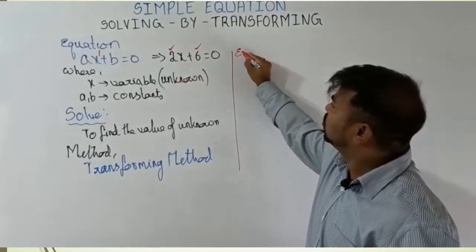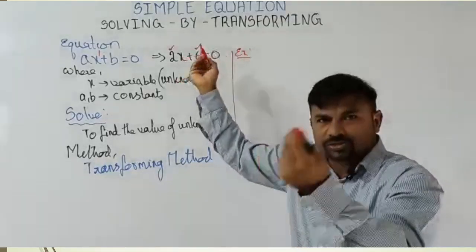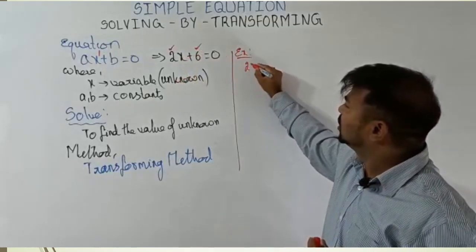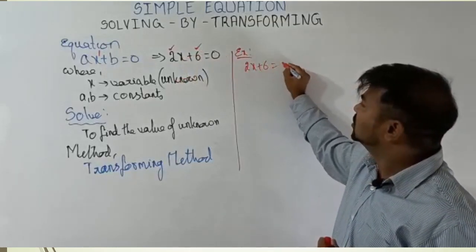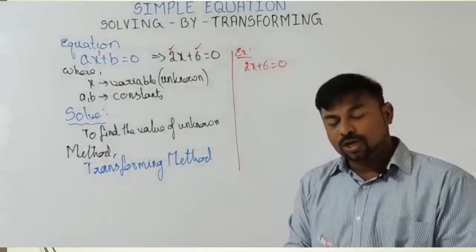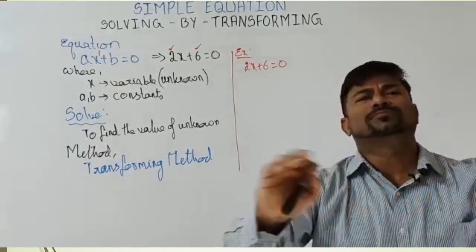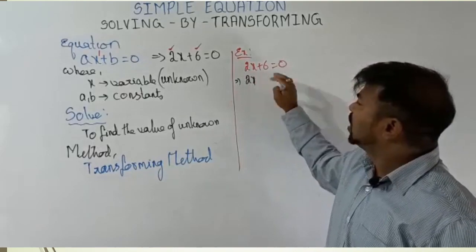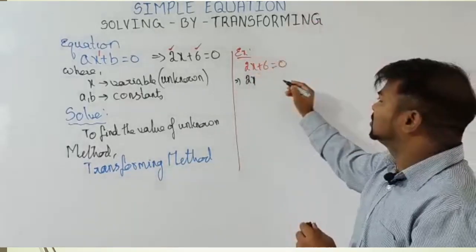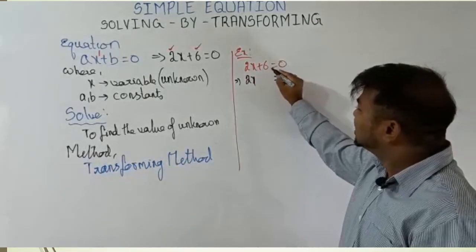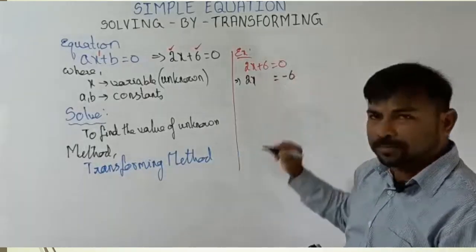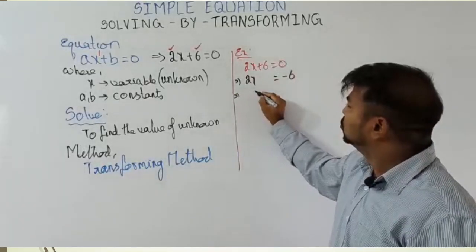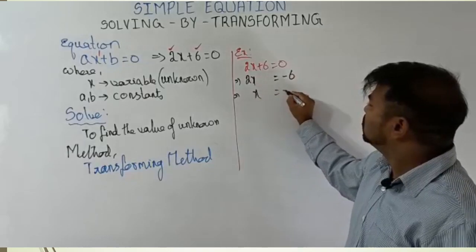This is the example we have taken. I would like to take the equation 2x + 6 = 0. Straight away I am solving it. I kept 2x here, and I have sent the +6 to the other side, where it becomes -6. Again, 2x equals -6.